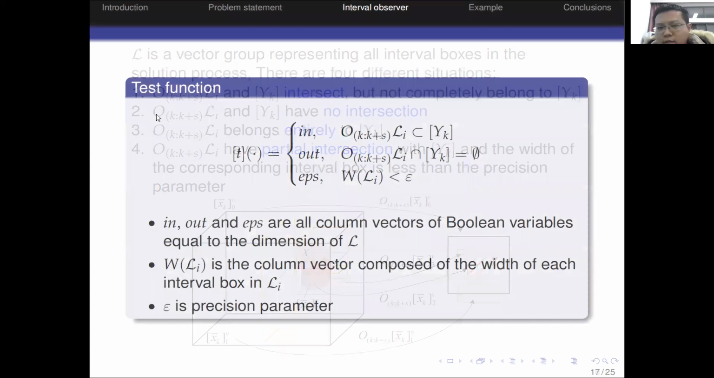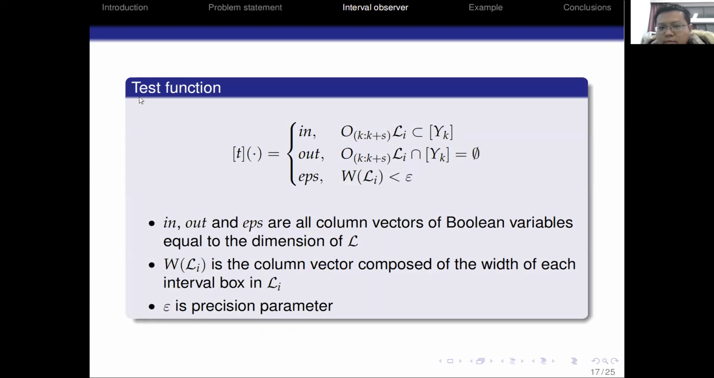We define a test function by the Boolean variables. The Boolean variables are commonly used in electricity and computer science. The output of the Boolean variables is only 1 and 0. We use this idea to define this test function.